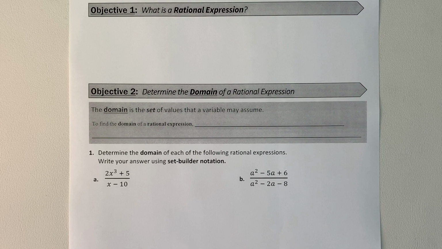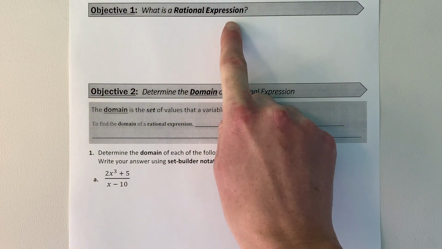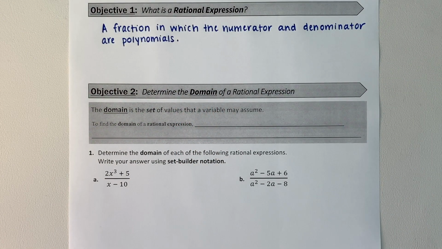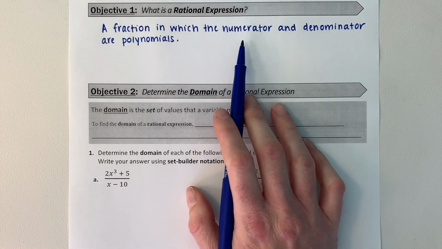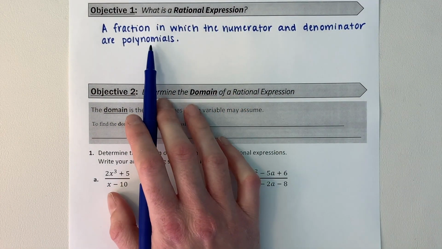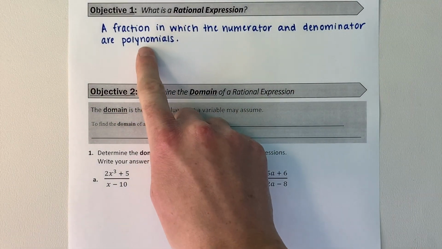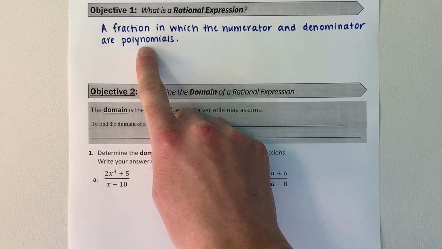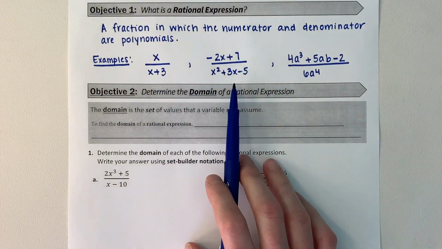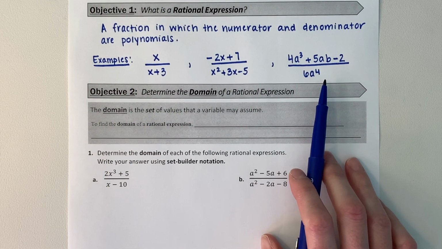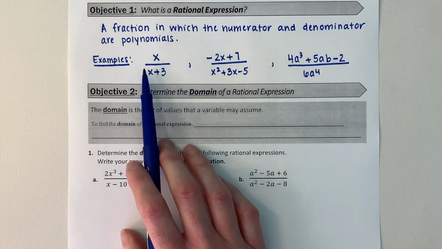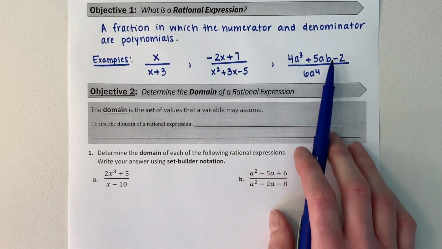Let's start with the definition of a rational expression. A rational expression is simply a fraction in which the numerator and denominator are polynomials. A polynomial is simply an expression that consists of variables, coefficients, and the operations addition, subtraction, and multiplication. Here are three examples of rational expressions. Again, a rational expression is just a fraction that involves variables.